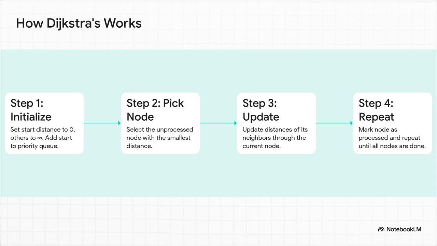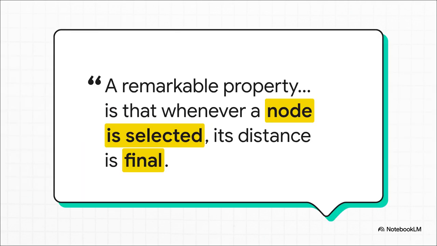Well, Dijkstra's is a greedy algorithm. It doesn't worry about the whole map, it just makes the best possible local choice at every single step. It keeps a sorted list of places to visit, called a priority queue, and it always just grabs the closest unprocessed node off the top of that list, declares its path final, updates its neighbors, and then it moves on and never looks back. This right here is the key insight.